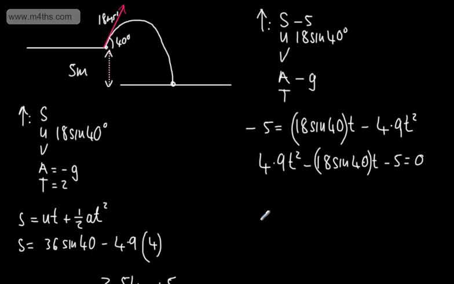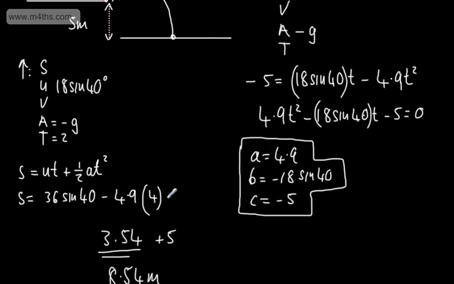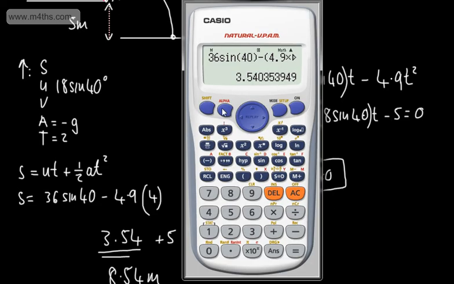So from here we've got that A, using the quadratic equation, is 4.9. We've got B is going to be equal to negative 18 sine of 40, and C is going to be negative 5. So let's put this in the calculator. With the quadratic, we're going to have 2 different answers, and we need to check which is valid. So let's go ahead and do that.